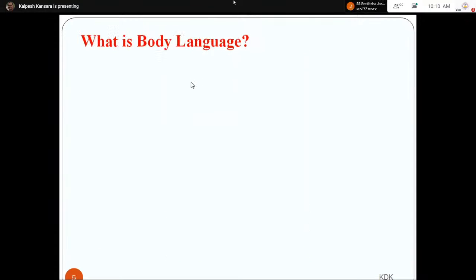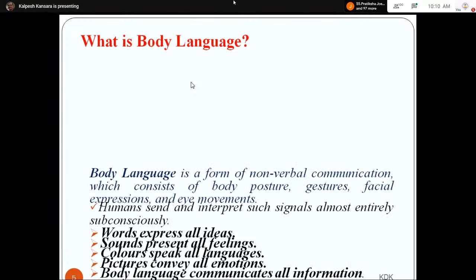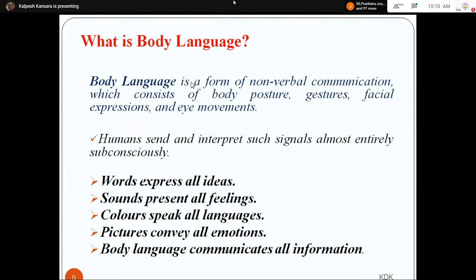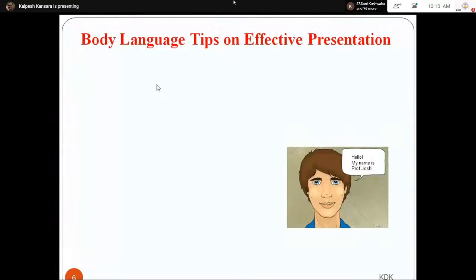Now, what is body language? It's a form of nonverbal communication which consists of body posture, gestures, facial expressions, and eye movements. Humans send and interpret such signals almost entirely subconsciously. And it is said that words express all ideas, sounds present all feelings, colors speak all languages, pictures convey all emotions, and body language communicates all information. Which means that even without speaking a word, you can communicate a lot.